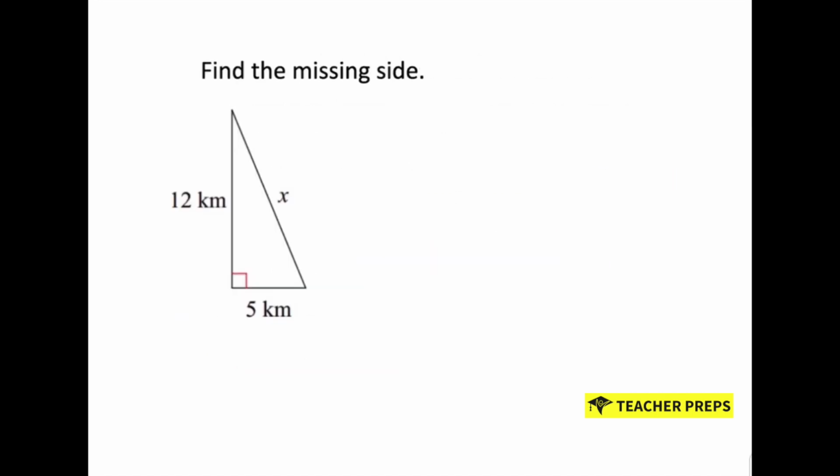Let's go through a problem where we have to find the missing side using the Pythagorean theorem. On the triangle below, we have our right angle. So we know that we can use the Pythagorean theorem to find x. Now remember, our equation is a squared plus b squared equals c squared. A and b are the legs. They're the numbers that are attached to the right angle. So we know a and b are 12 and 5. It doesn't really matter which one we plug in for a and which one we plug in for b, because we can add in any order.